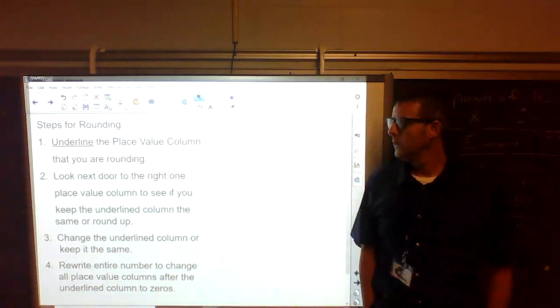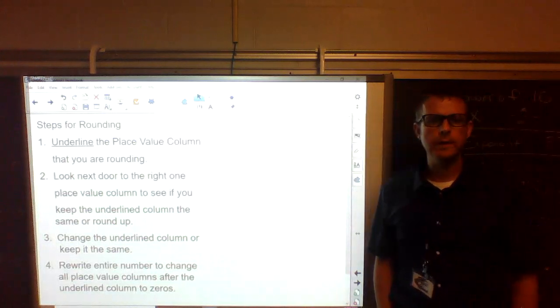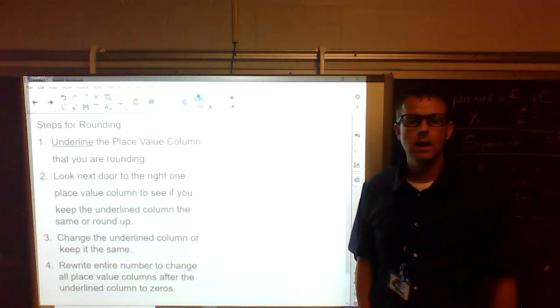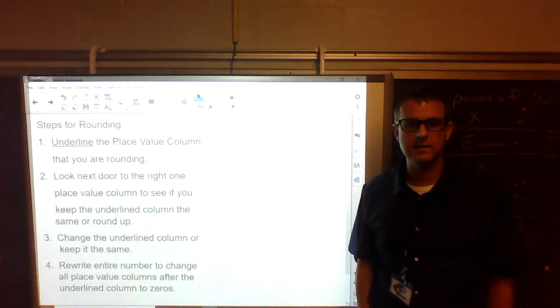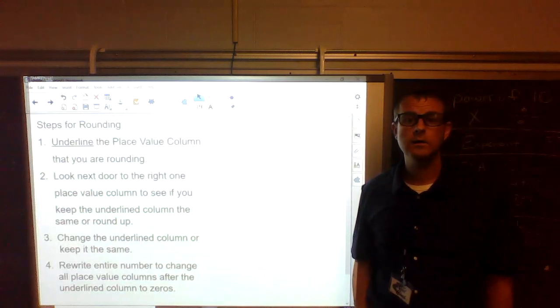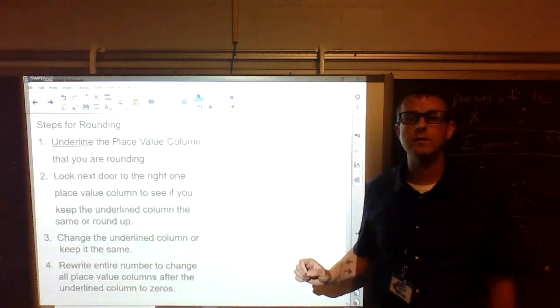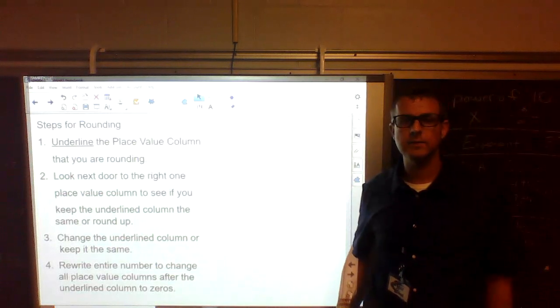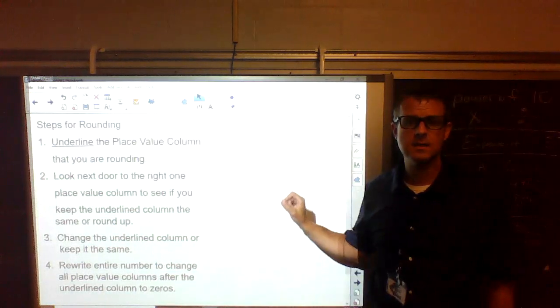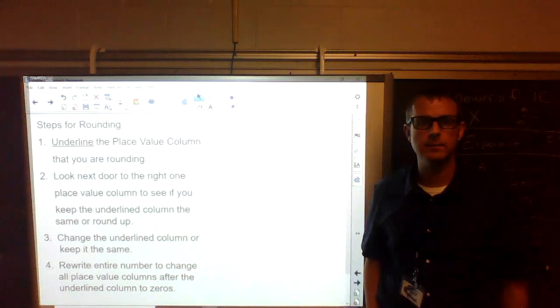Sorry about that. So step one is you're going to underline the place value column that you are rounding. So if they tell you we're rounding to the nearest 10, you go to the tens column and underline it. If they tell you the nearest 100,000, you go to the 100,000 column and underline it. If they say the nearest tenth, you go to the tenth column and underline it. That's all they're talking about.